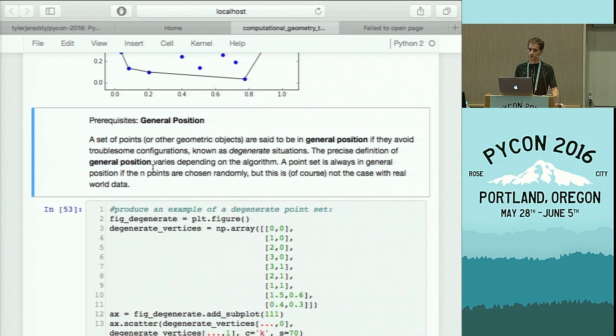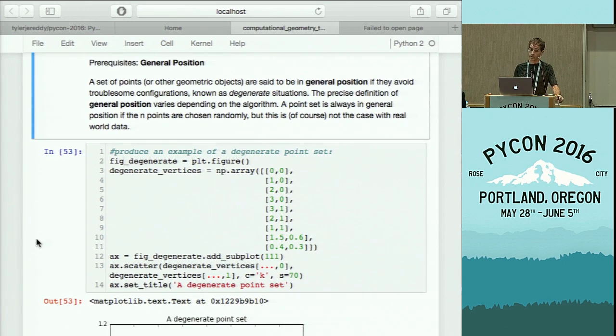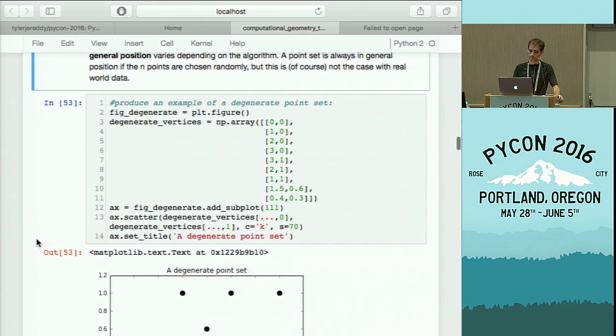So the precise definition for general position, as I've written here, varies depending on the algorithm. Certain algorithms operate depending on certain properties of the input data, so they'll have certain limitations in terms of what you can allow. But the point set is effectively always in general position if you choose the points randomly, but that's certainly not the case with real-world data.